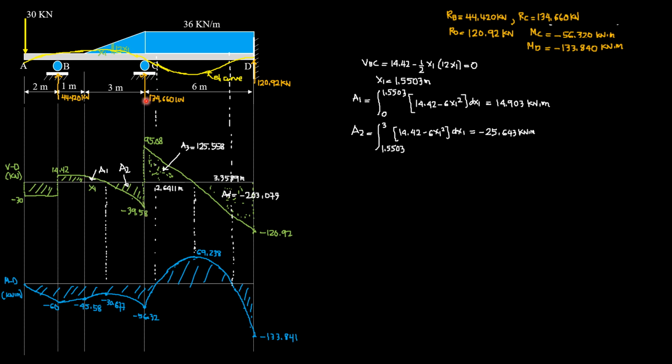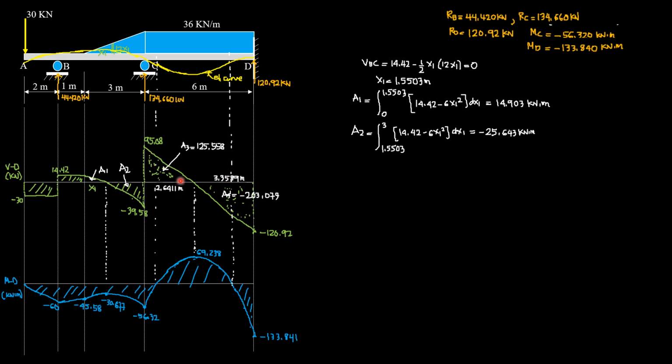Then plus 134.66. So 95.08. Then minus 36 times 6. We have negative 120.92. So that's 120.92. So it closes. This distance can be solved by similar triangles, or the shortcut is shear 95.08 divided by the uniform load, which is 36, so 2.6411 meters. Therefore, this distance is 6 meters minus 2.6411 meters, so 3.3589 meters.